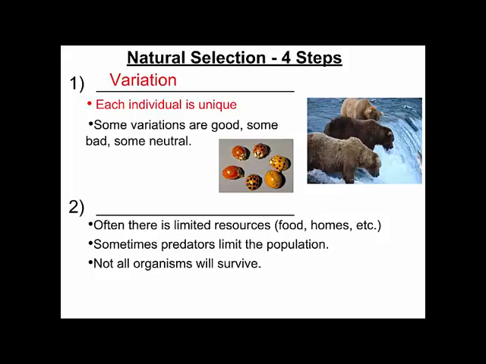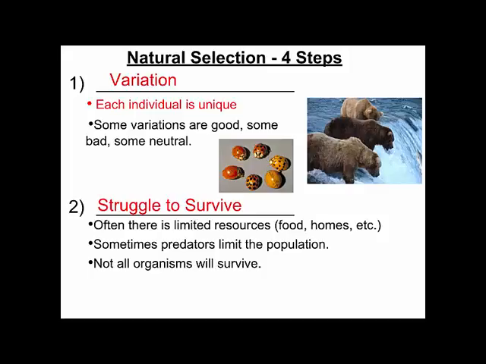So is it possible that one of these ladybugs can survive better than the other? Yes. Maybe something about those spots makes it harder for predators to find them. Maybe these bears, the lighter colored one, the bigger one, can get more fish, get more food, and be more successful. So sometimes these variations allow for an individual to survive better. Because in nature, there's always a struggle for survival, whether it's to get enough food, to find a living space, or to get away from predators.